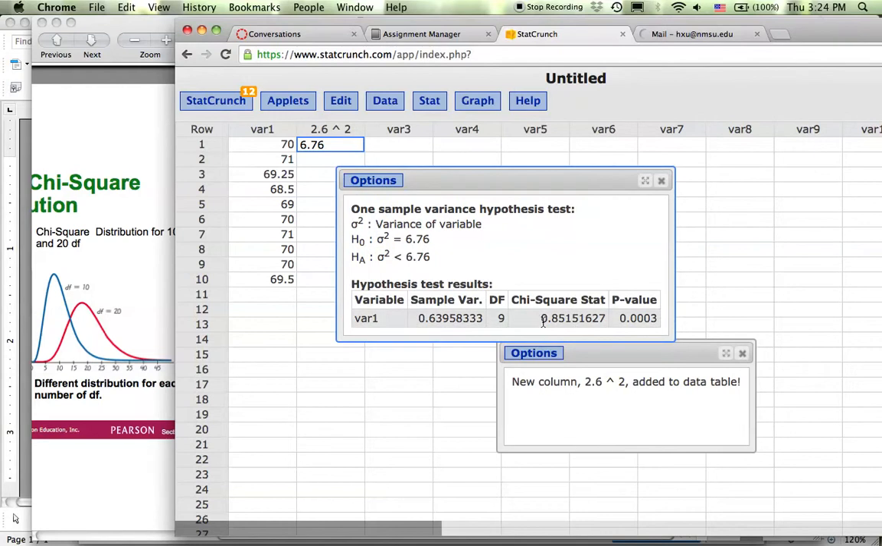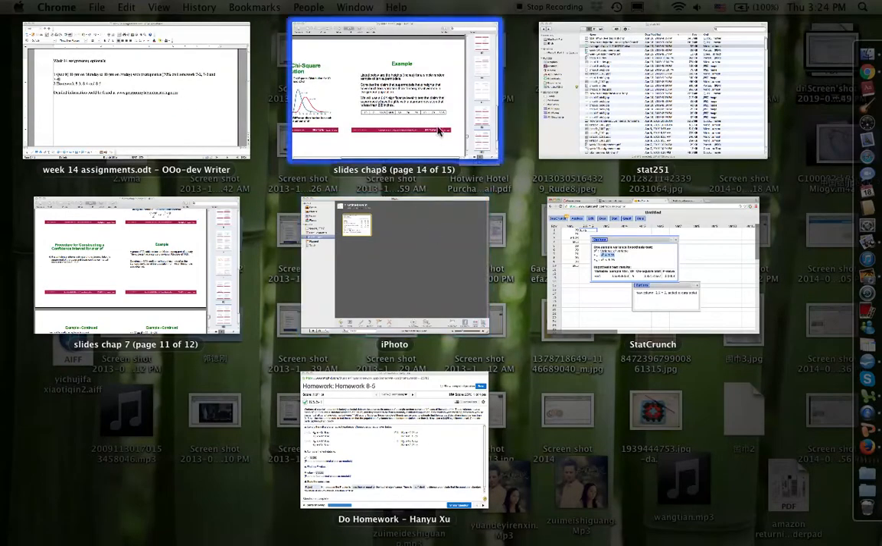you can see the chi-square stat calculated here, and the p-value is here. It's 0.0003. So if you compare that with your alpha, which is 0.01, this p-value is smaller than the alpha. That means we need to reject the null hypothesis. And indeed, we have enough evidence to support that your standard deviation is less than 2.6. Okay, so that's first example.